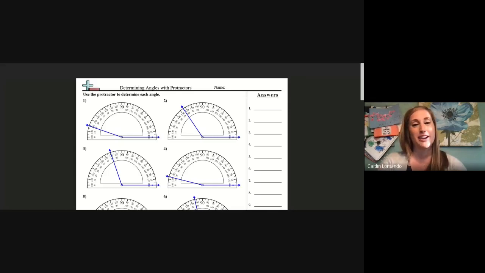Our angle measurement there is going to be about 109 degrees. Again, I'll give you 2 degrees plus or minus. So if you put 107, 108, 109, 110, or 111, you would get it correct.